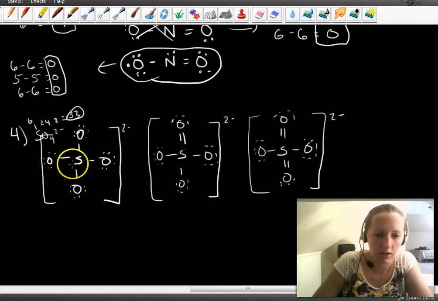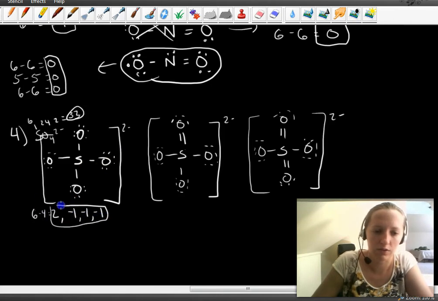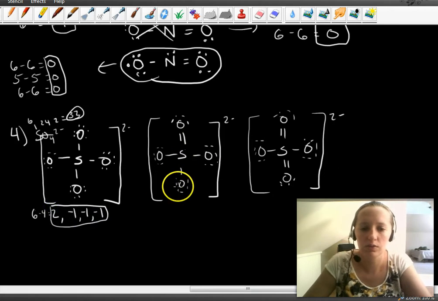So let's calculate our formal charges. We've got sulfur, which normally has 6 and here has 4, so that's 6 minus 4 is 2. And we have our oxygens, which are normally 6, but instead here they have 7, so 6 minus 7 is -1, -1, and -1. So that's our score for this first guy.